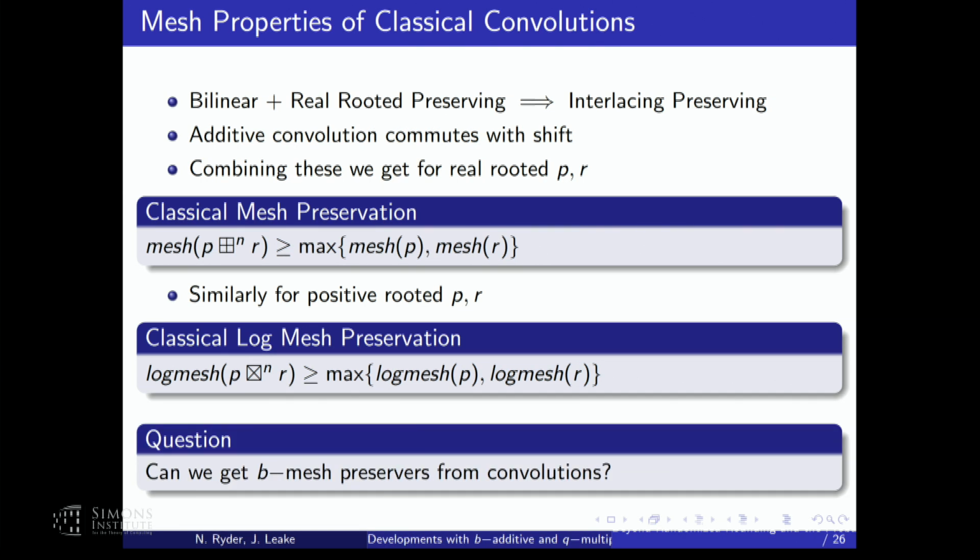But notice what this says. So what does it say? If I fix a b-mesh polynomial p, then that linear transformation will send any real-rooted polynomial r to a b-mesh polynomial, which is the additive convolution of them. So I end up with linear transformations which send real-rooted polynomials to b-mesh polynomials. And that's not what I'm particularly interested in. I'm really interested in the more general question of sending b-mesh polynomials to b-mesh polynomials, not real-rooted polynomials to b-mesh polynomials.